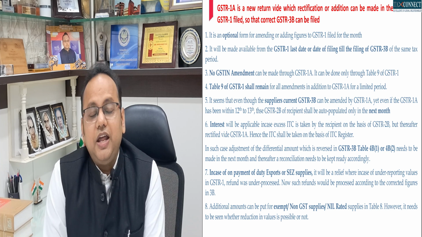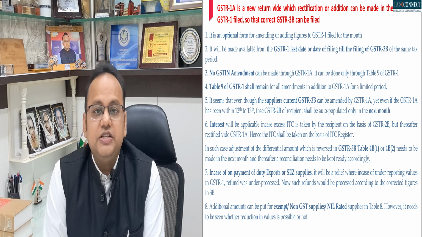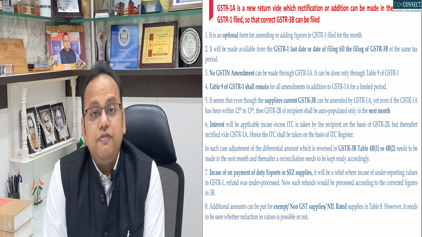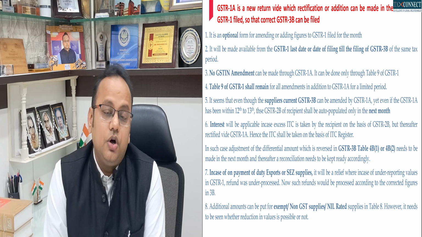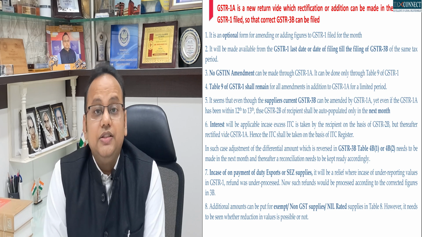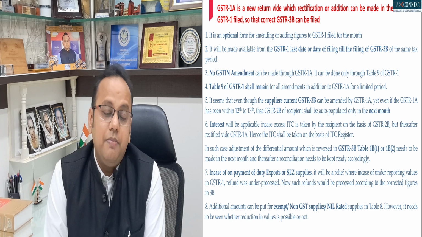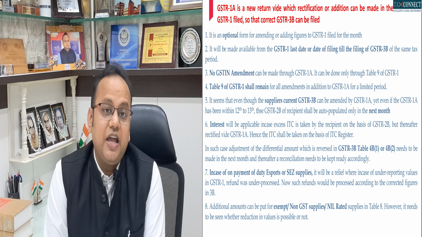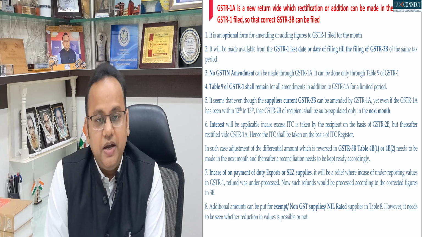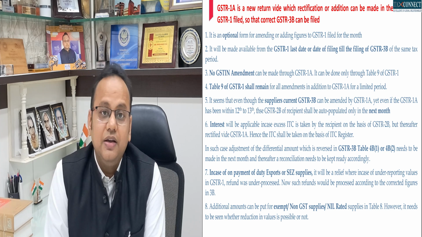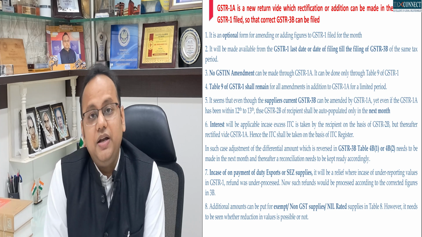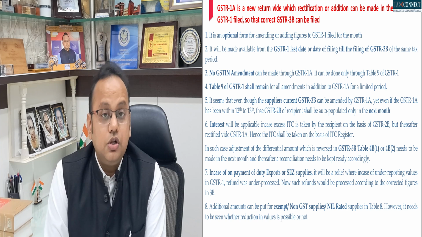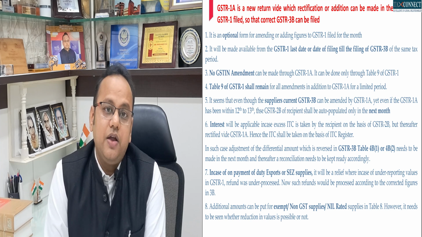Again, table number 8 of GSTR-1, that is the table for disclosing exempt and non-GST supplies, can also be amended by GSTR-1A. Although it seems it can be only upward amended, yet the facility to amend table number 8 of GSTR-1 is also available via GSTR-1A.